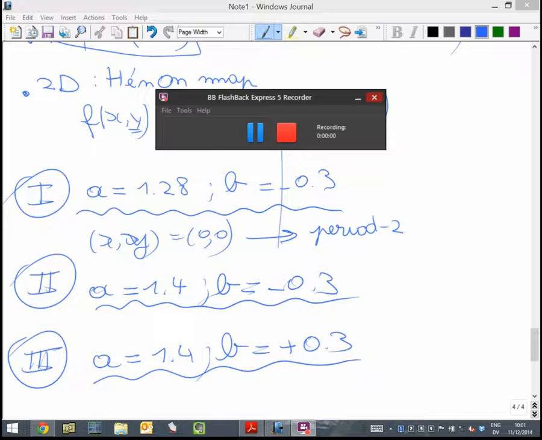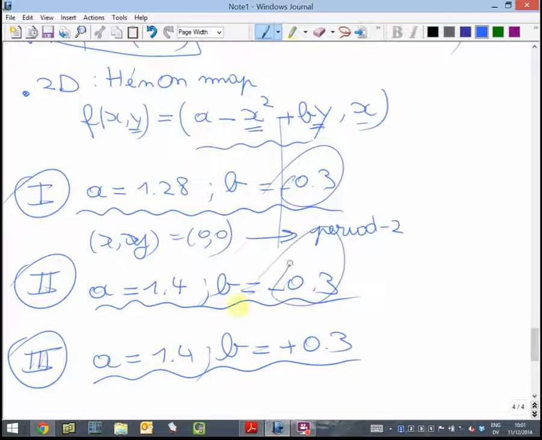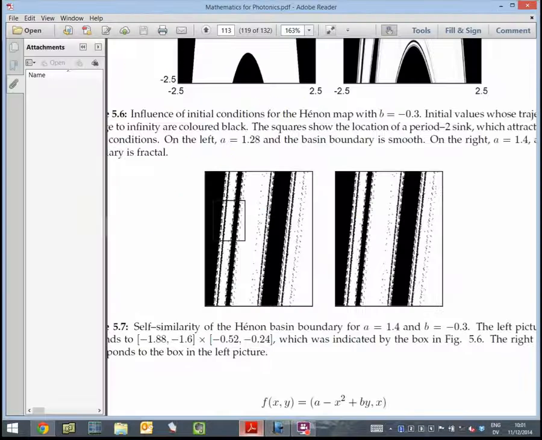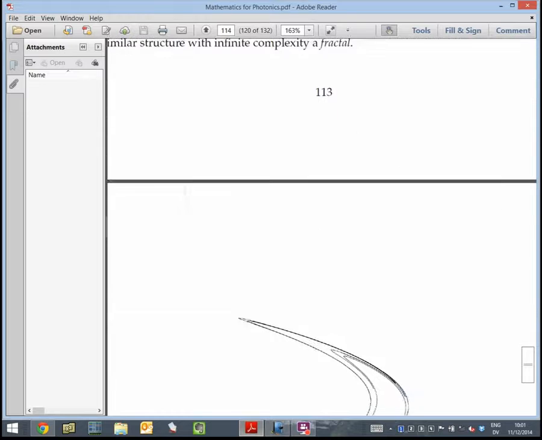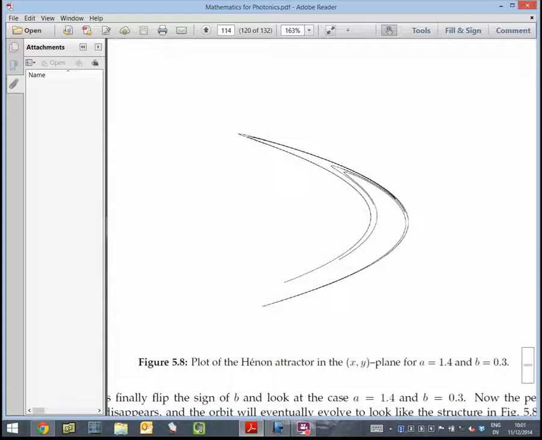Right. So what we've seen before the break is that in the case where you had b equal to minus 0.3, there was a period to sink. However, in the case b plus 0.3, this period to sink disappears and is replaced by something completely different, namely this beast here. So you no longer have a regular attractor, this is a chaotic attractor. And moreover, it's called the Hénon attractor because of the Hénon map.